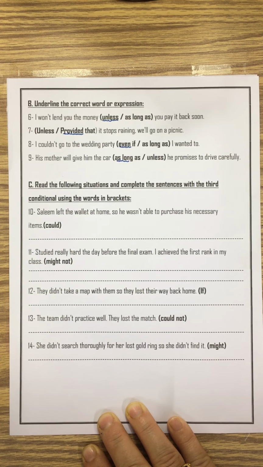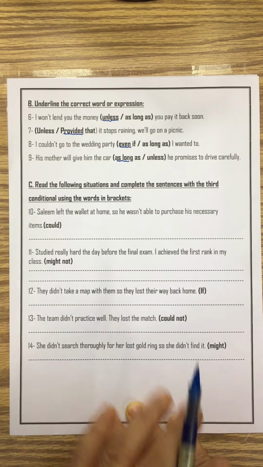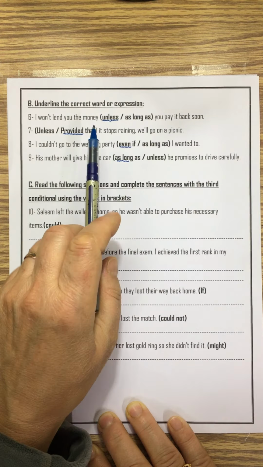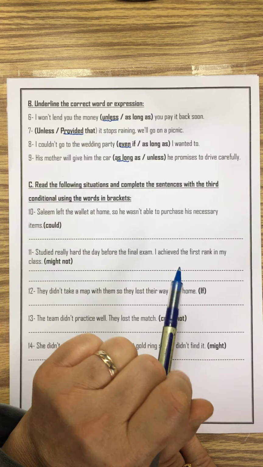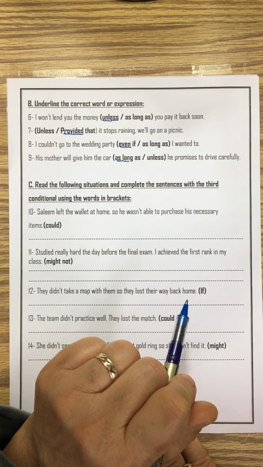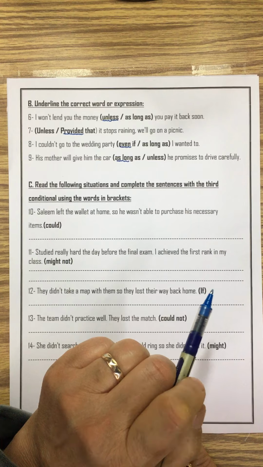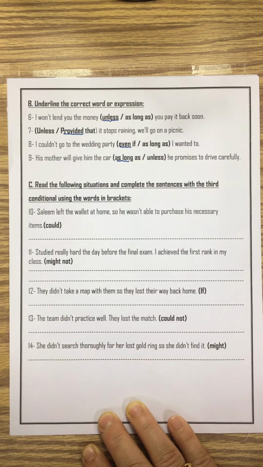Unless or provided that it stops raining we'll go on a picnic. If we're confused about the meaning, let's consider that provided that is if. So which is correct: unless it stops raining we will go on a picnic, or if it stops raining we will go on a picnic? Of course provided that. I couldn't go to the wedding party even if I wanted or as long as I wanted. As long as I wanted, or even if I wanted, I couldn't go.